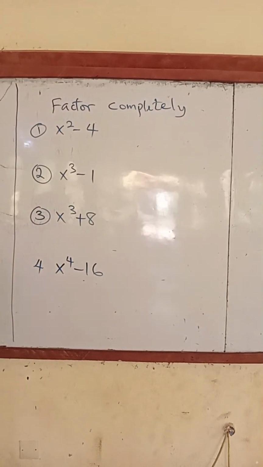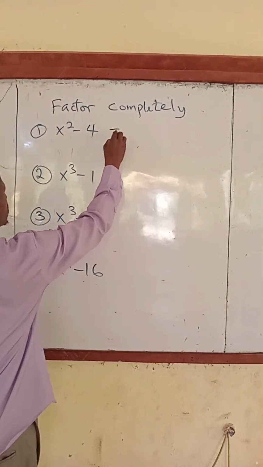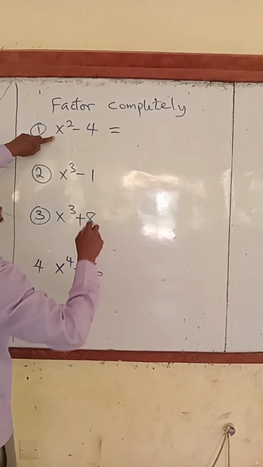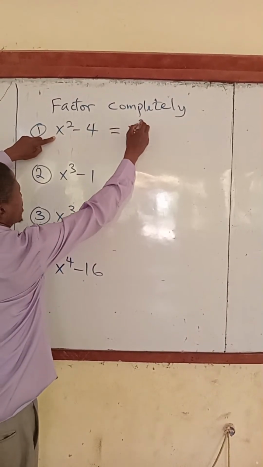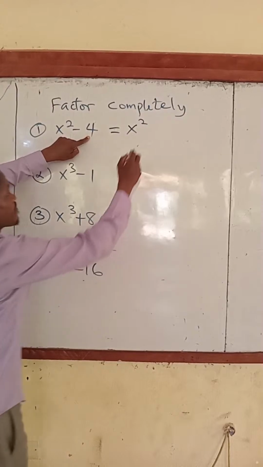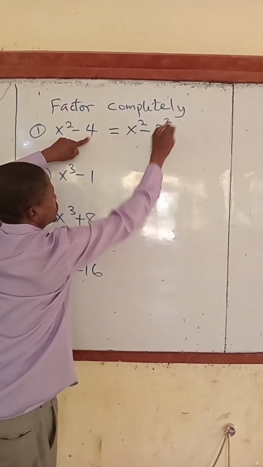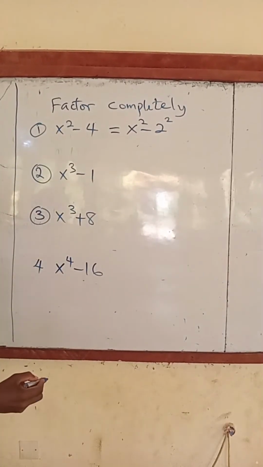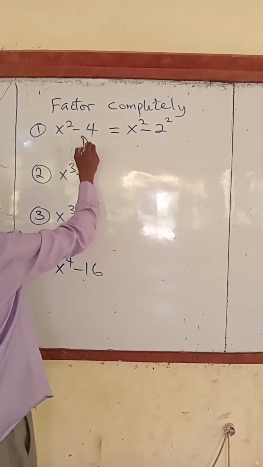The first one, if you check this first one, you realize that you are having a multiple x squared, and then this 4 also is a multiple of 2 squared. This is called difference of two squares.